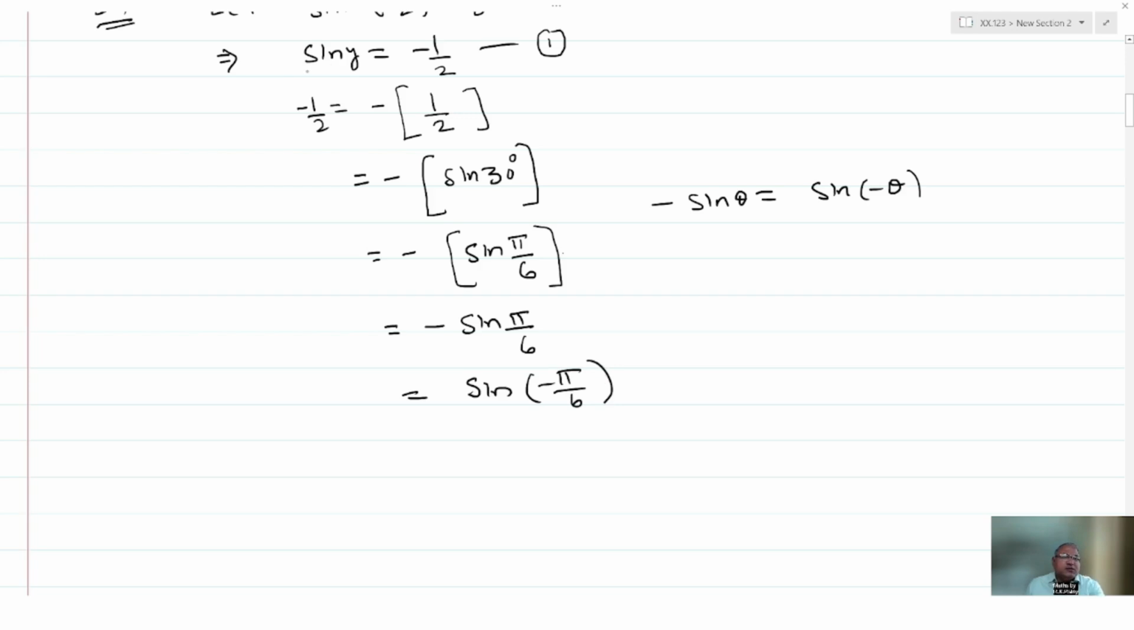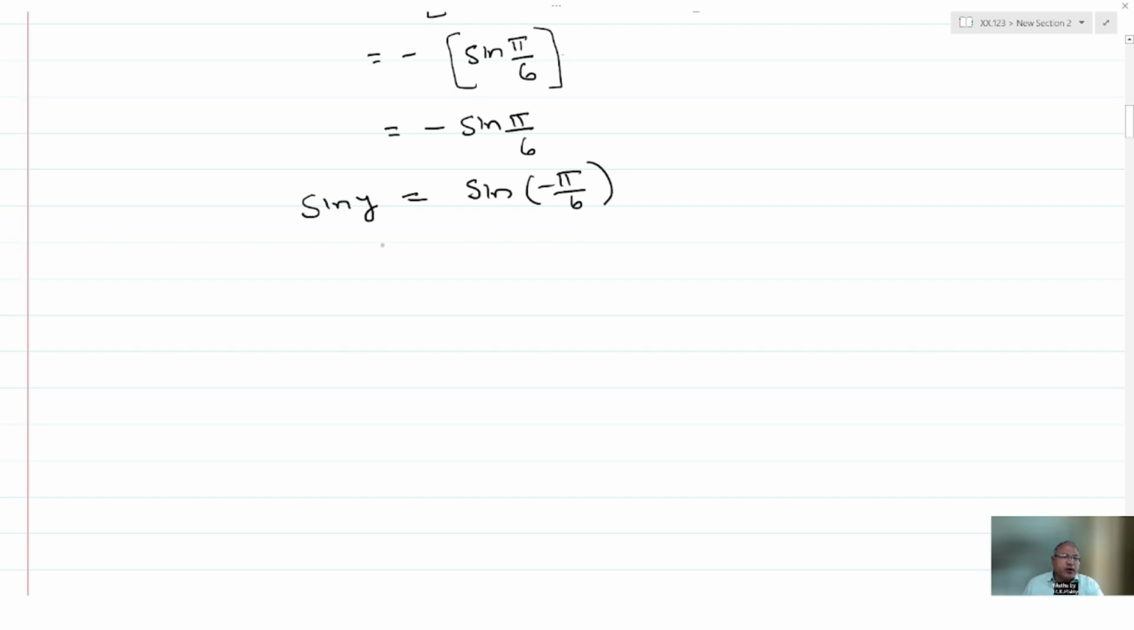What is the LHS? LHS is sine y. This is equivalent to sine y. Comparing both sides, we get y equals minus pi upon 6. So we got the value of minus pi upon 6. Now we need to decide, is it the principal value? How to decide whether it is the solution or not? For that, you need to go back to the table.